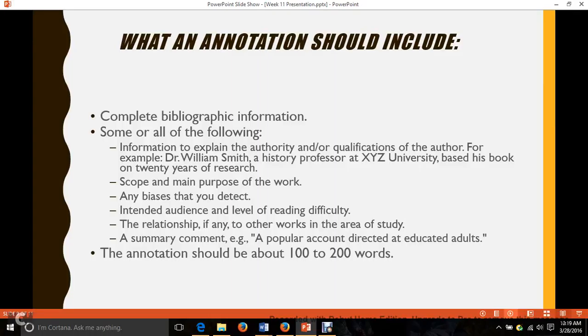You can share about any biases that you might detect, talk about the intended audience and how that might relate to your topic or the level of difficulty of the article, the relationship, if any, to other works in the area of study, so how does it relate to other things that you found. And basically the second paragraph of your annotation is going to share how this source will help you in your upcoming paper. Is it reliable? Is it relatable?